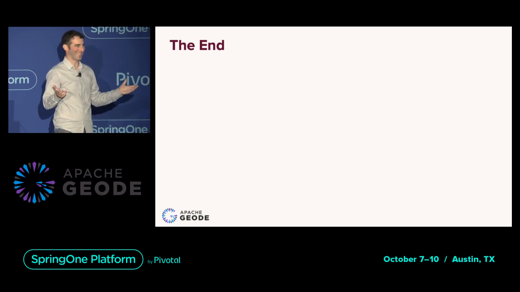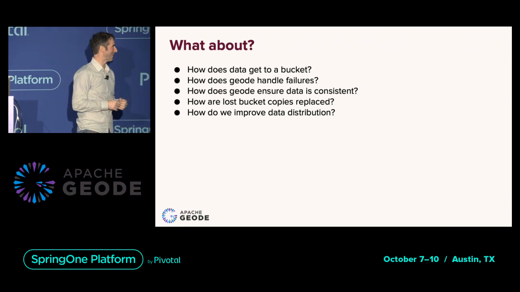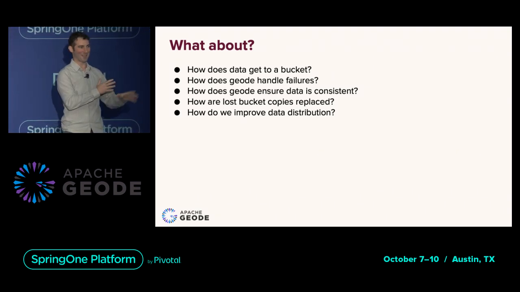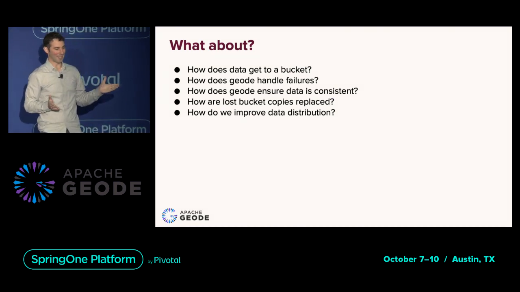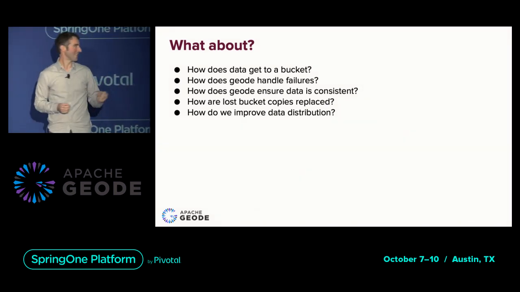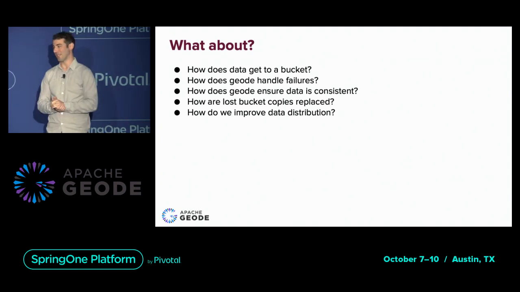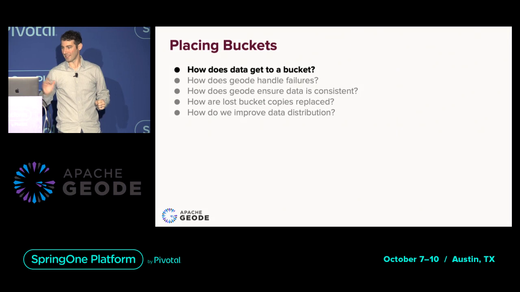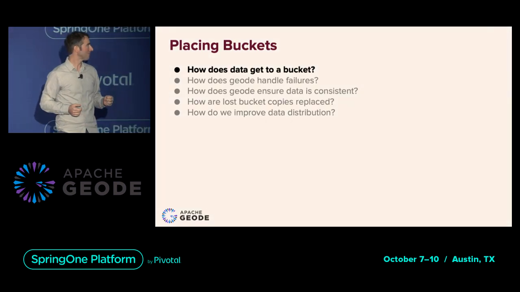It's pretty simple, right? Well, I guess there's a few things that we probably still need to talk about. We didn't really talk about how the data actually found its way to that particular bucket and that particular server. We didn't talk about handling failures yet. We didn't talk about how we make sure that your data is consistent, how we replace lost copies of your data, or how we actually improve the balance of your data. So let's look at some of these things. And let's look at that first one. So how do we get data into the bucket?